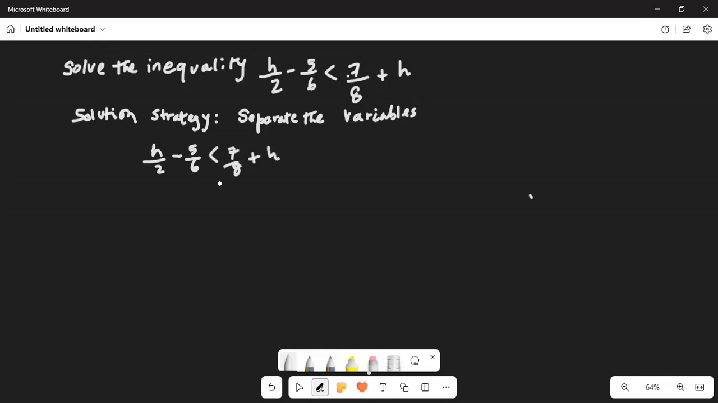So the first thing I will do is remove the h by 2 from the left-hand side by subtracting h over 2 on both sides of the inequality. Okay, so this will give me on the left-hand side minus 5 over 6 less than 7/8 plus h minus h over 2.